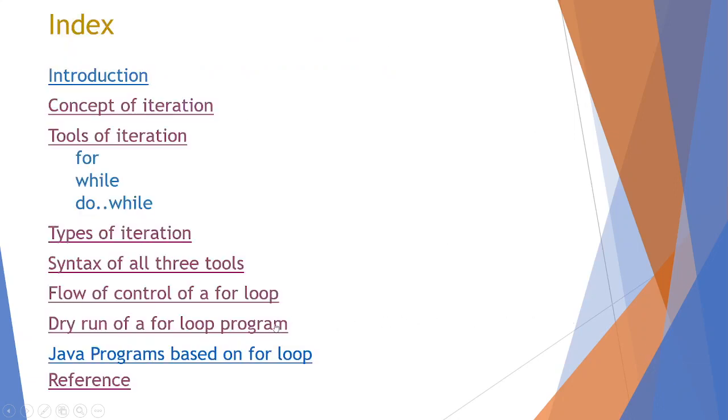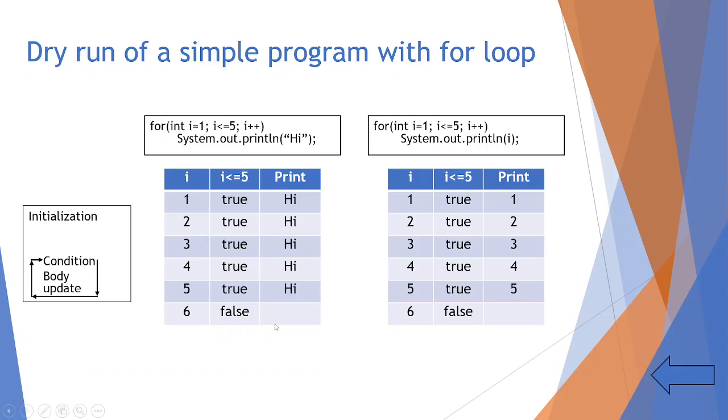Now, dry run of a for loop program. I haven't written the entire program, but see these two statements. For initialization, one loop control variable I is 1. And this loop should work 5 times as long as I is less than or equal to 5. 1 is less than or equal to 5, 2, 3, 4, 5 is less than or equal to 5. When it becomes 6, the condition becomes false and it comes out of the loop. In between there is one updation.